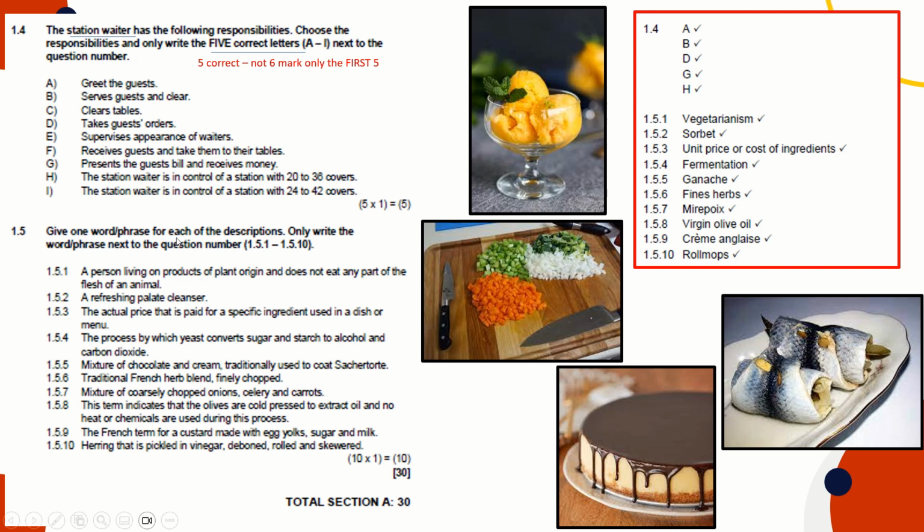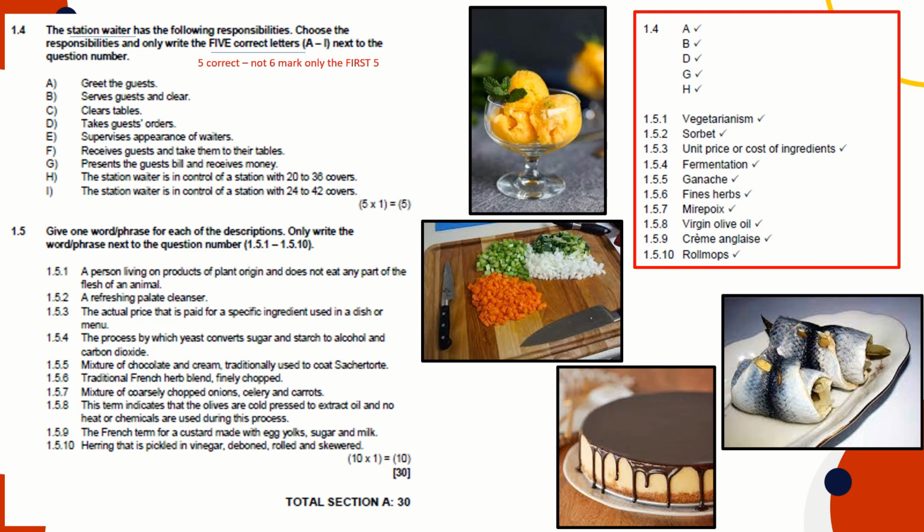1.5. This is the typical question that you've seen in all your papers. Here you need to give one word or phrase for each of the following descriptions, and you only need to write down the correct name or phrase. 1. A person living on products of plant origin and does not eat any parts of the flesh of an animal. It's vegetarianism. 2. A refreshing palate cleanser. This is known as a sorbet.